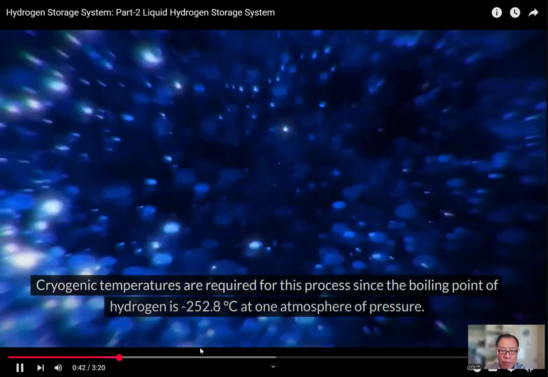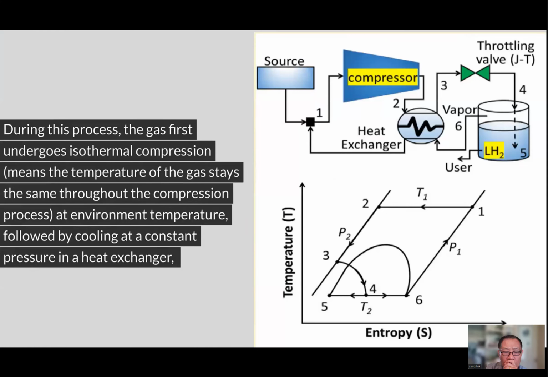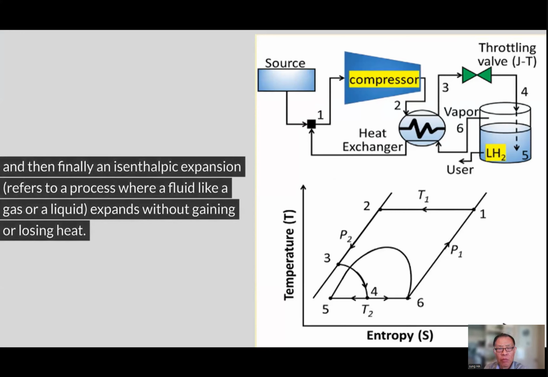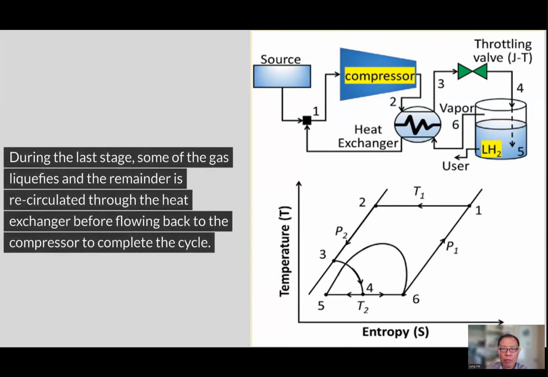The simplest liquefaction process is the Linde cycle or Joule-Thomson expansion cycle. During this process, the gas first undergoes isothermal compression, means the temperature of the gas stays the same throughout the compression process, at environment temperature, followed by cooling at a constant pressure in a heat exchanger, and then finally an isenthalpic expansion, refers to a process where a fluid like a gas or a liquid expands without gaining or losing heat. During the last stage, some of the gas liquefies and the remainder is recirculated through the heat exchanger before flowing back to the compressor to complete the cycle.